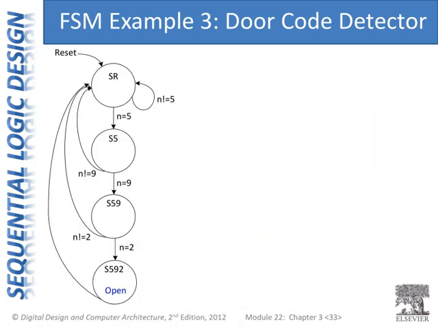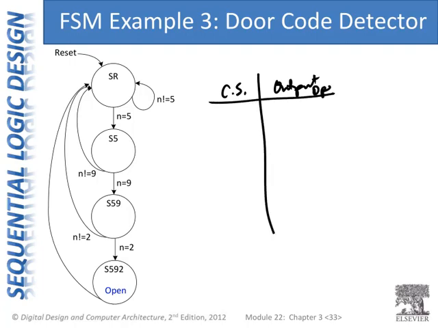And now we can draw the output table. So we're going to have the current state on the left and the output on the right. In this case, we have a single output. You could certainly have more than one. In this case, we just have one, the open output. Current state, I'm just going to go directly to the encoded, but you can write that SR, S5 was 01, S59 was 10, and S592 was 11. And our output should be asserted only in the S592 state. Zeros in the other ones.